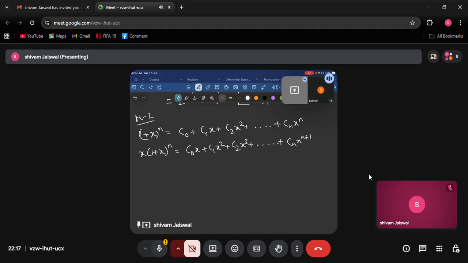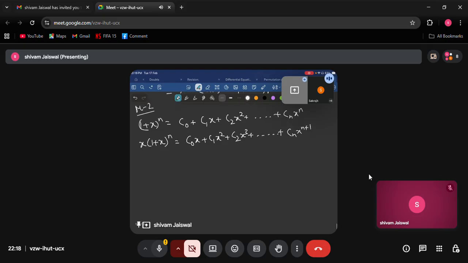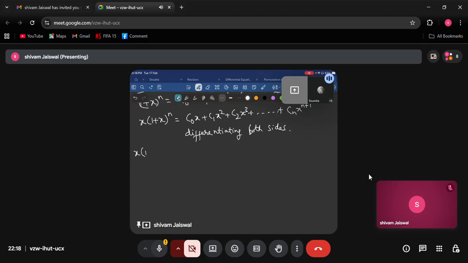Now if we differentiate, we are going to get the required coefficients, right? So differentiating both sides. Shwamita, you know differentiation a little bit or not? Yes, sir. Differentiating both sides, we are going to get x into (1 plus x) to the power n minus 1 plus, over here I have to use the UV rule. Shwamita, you know the UV rule? Yes, u dv by dx plus v du by dx. Exactly. So that's what I'm going to do.